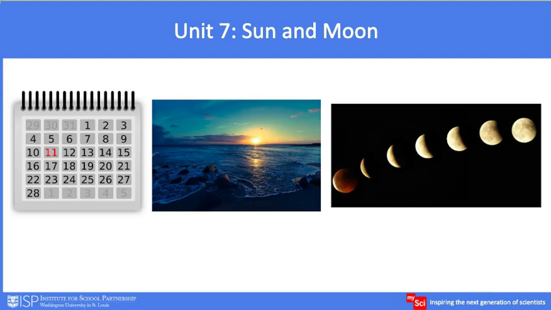By the end of this unit, students will understand how a cycle is a pattern and some causes of celestial patterns of day and night, the seasons, moon phases, and constellations.